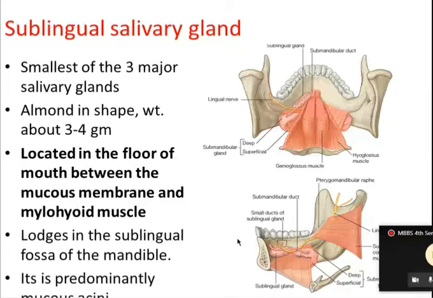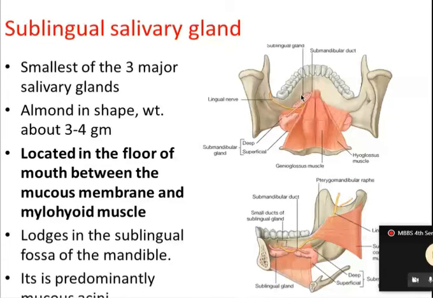So this is the location of the sublingual salivary gland in the floor of the mouth between the oral mucosa and the mylohyoid muscles which are forming the floor of the mouth. It lodges in the sublingual fossa of the mandible. It is predominantly the mucous type. The secretion is the mucous type. So here this one is the sublingual salivary gland and this one is the submandibular salivary gland.